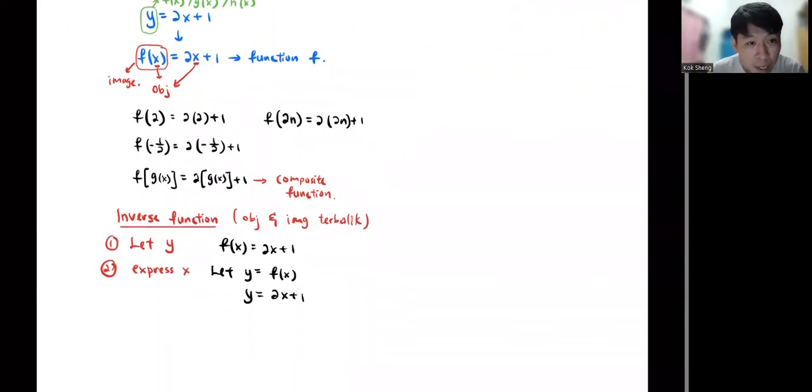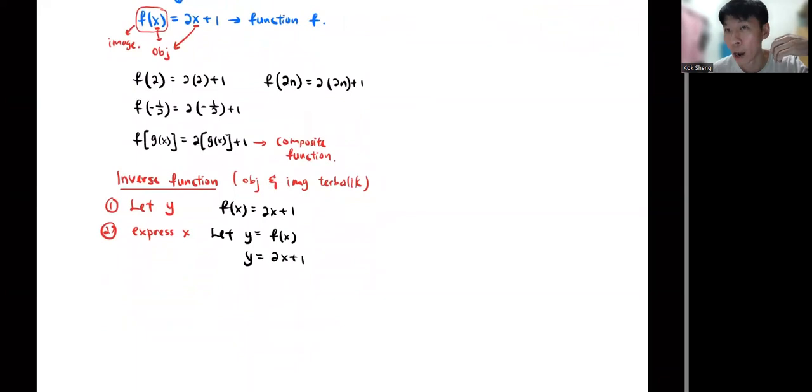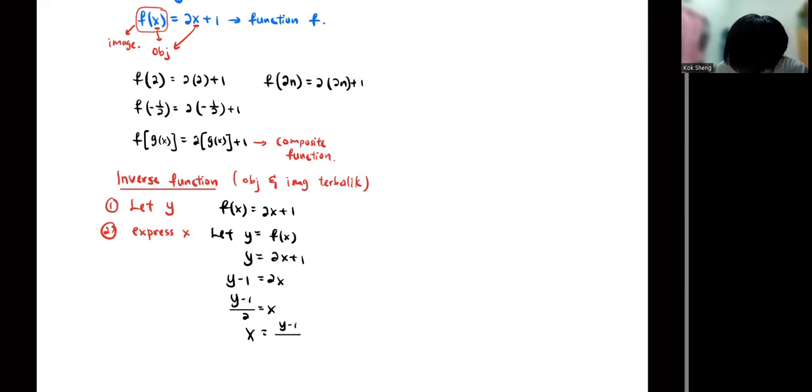Okay, so I continue the step here. For this part, just following your algebra, bring over the plus 1 first, it becomes minus, and then bring over the 2, it becomes divide. So x equals y minus 1 over 2. You can see that at first, y equals 2x plus 1, which is your image, right? And now because of inverse, the image becomes x already. So that is the step here to find the inverse.